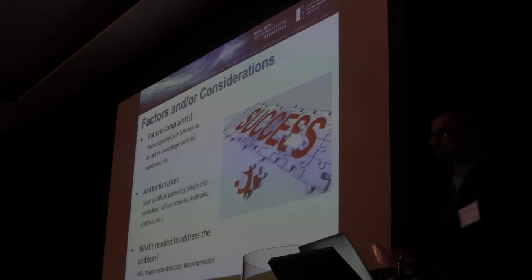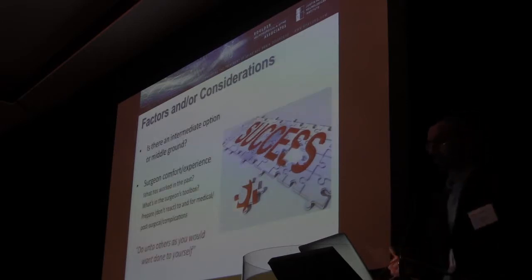But do they have a single disc herniation? Or is it multiple levels of stenosis? Do they have kyphosis or abnormal posture in their spine that we need to fix, or some type of scoliosis? So we have to consider those factors from an anatomical standpoint. And then what can we do to address the problem? Is it going to be an MIS approach? Everyone wants MIS, minimally invasive spine surgery. Okay, is that the appropriate approach for the patient or not? Do we need to do major reconstruction to adequately address what your problem is, or simply do a decompression, take the pressure off, with or without a fusion?